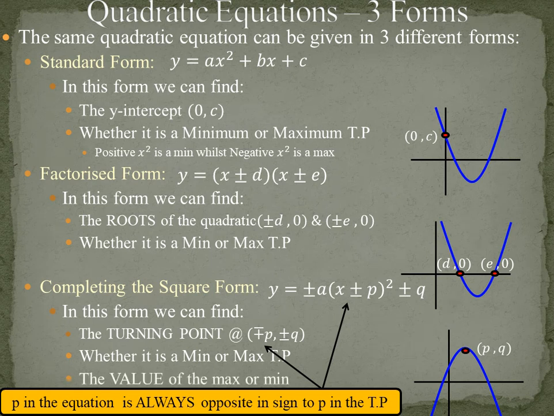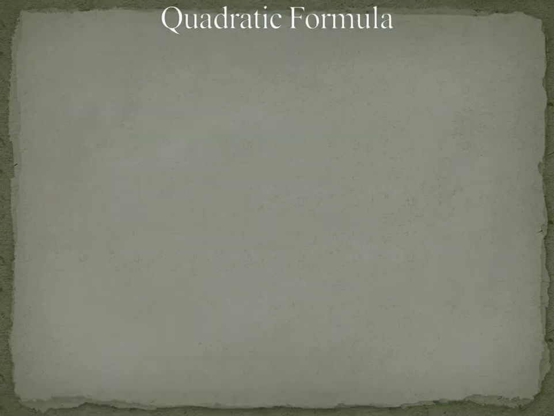And another key thing of the completing the square form is that it allows you to find the value of the max or min, depending on what type you have. If you have a maximum turning point in completing the square form, you can find the maximum value. If you have a minimum, you can find the minimum value. It will be whatever value plus or minus q is. So that's kind of important, but that will be covered in more detail in one of the other videos.